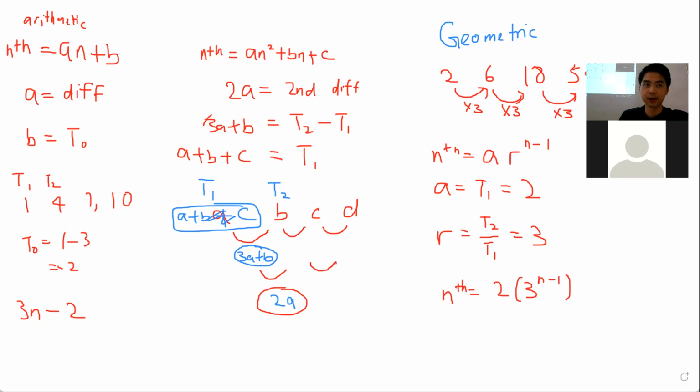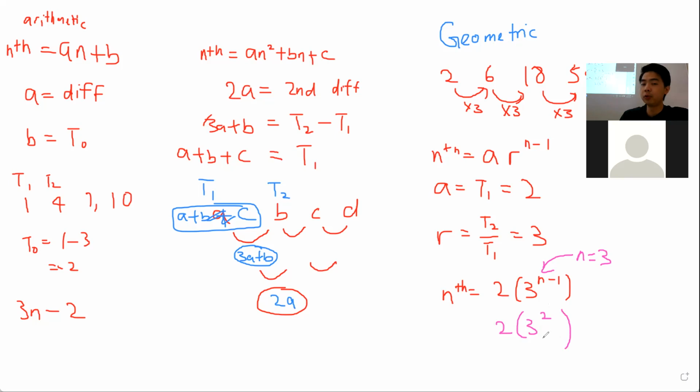Now Shen asked the question, why can't we combine the 2 and 3 to the power of n minus 1 together? Let's just say n has a value, for example, n equals 3. When this n value equals 3, then you're going to have 2 times 3 to the power of 3 minus 1, which results in 3 to the power of 2, isn't it?